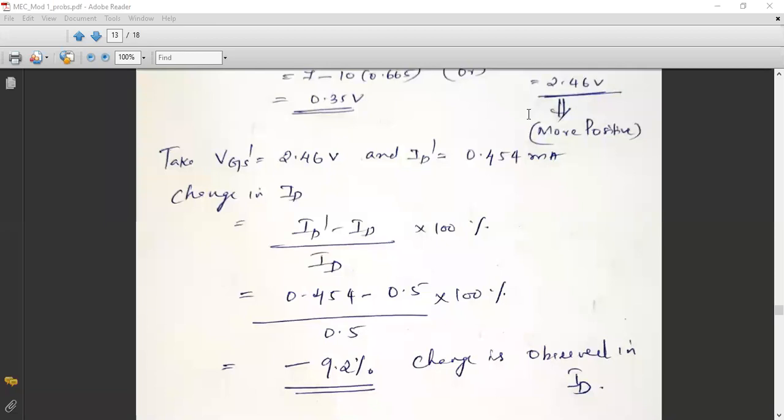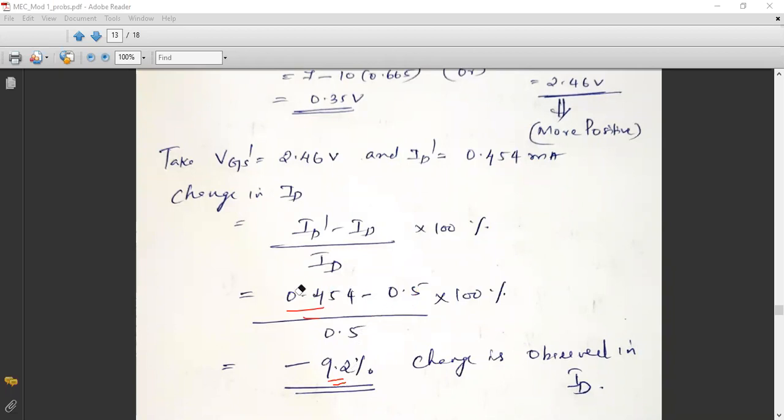Yes, it is minus 9.2%, which means that your current has decreased. What is the significance of the negative sign? The current has decreased by 9.2% when you compare with the previous value, that is the initial ID value. Your final value has decreased by some amount. That amount is 9.2%. So the conclusion is the drain current has decreased by 9.2% after replacing with a new device.